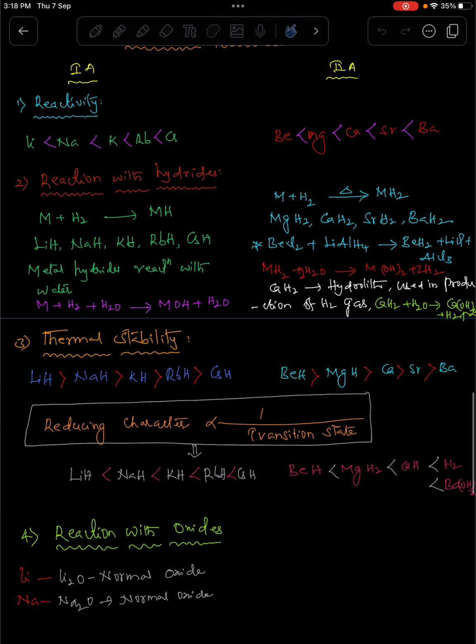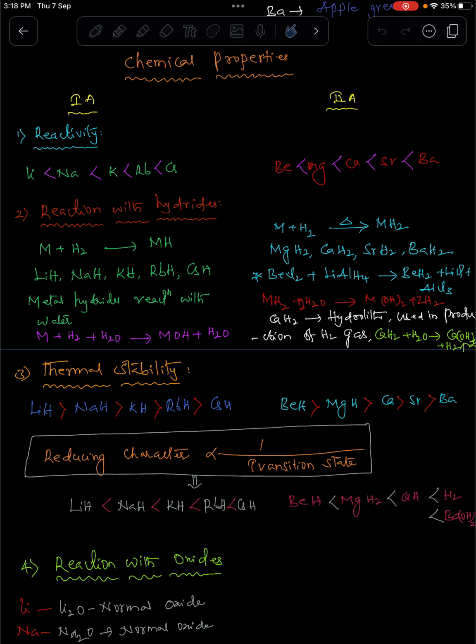Next, let us see thermal stability. If we observe from lithium hydride to cesium hydride, thermal stability decreases. Lithium hydride is more thermally stable than cesium hydride. Same way, from beryllium hydride to barium hydride, its stability decreases. Next, one more property we can discuss, that is reducing character, which is inversely proportional to thermal stability. Now reaction with oxygen also let us discuss.